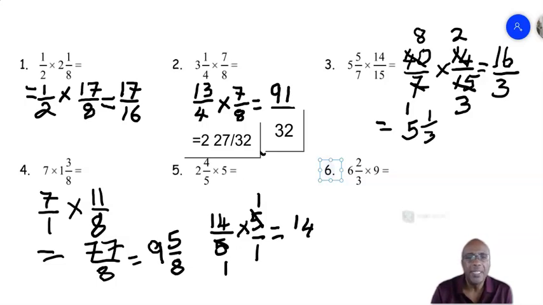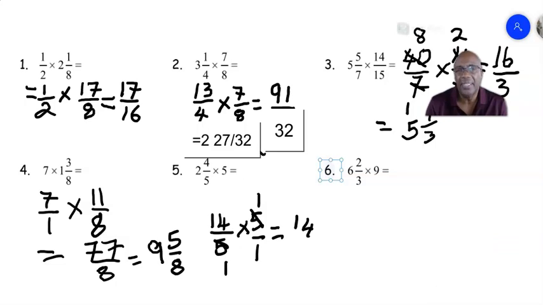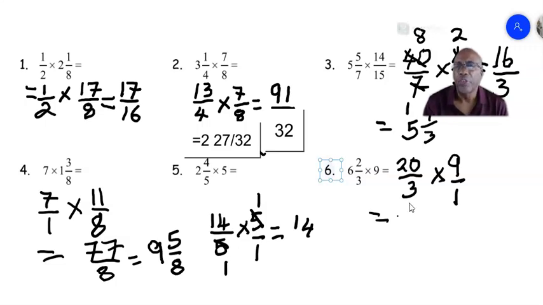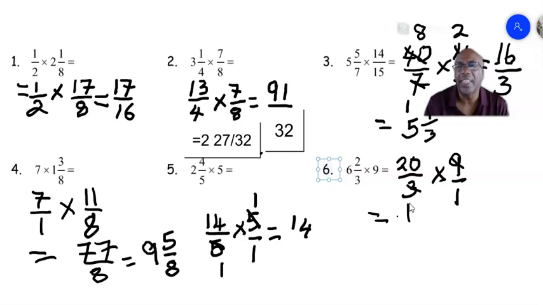Let's now go on to number 6. 6 2/3 times 9. Let's bring the 6 2/3 to an improper fraction. 6 times 3 is 18. 18 plus 2 is 20. So you're going to get 20 over 3 multiplied by, and the 9 becomes 9 over 1. The 3 and the 9, they have a common factor 3. So 3 into 3 is 1, 3 into 9 is 3. And therefore, 3 times 20, that is 60 over 1. So the answer is 60.